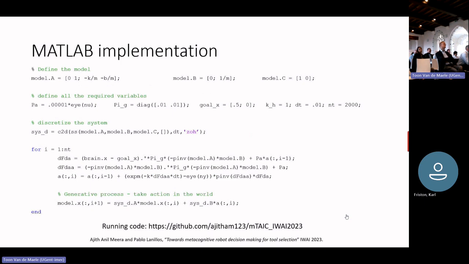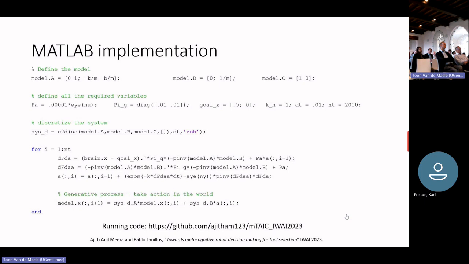At the end, this is what I promised you: a shorter 5-line code, basically this one line and 1, 2, 3, 4. That's it. I just wanted you to look at what's going on. First, you define the model in the continuous space, so these are the ABC matrices. Then you define all the constants that you wanted for the controller, which are PA, PG, and a goal. For the goal, I'm saying go to a position of 0.5, and a few time steps, NT, and so on.